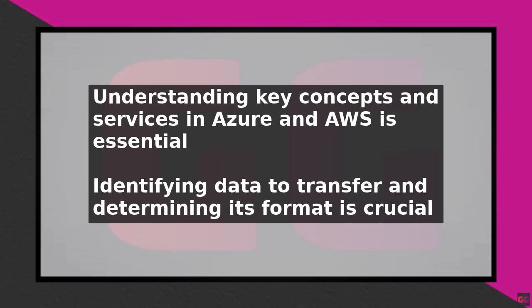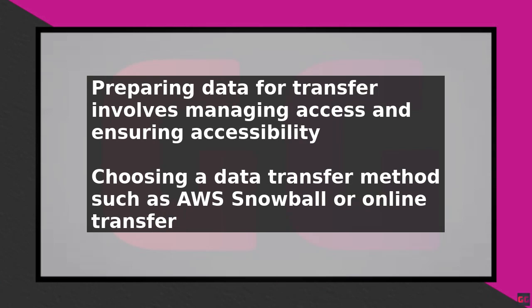The first step in transferring data from Azure to AWS is to prepare your data for transfer. This involves identifying the data you want to transfer, determining the format of the data, and ensuring that the data is accessible. You can use Azure Storage Explorer to manage and access your data in Azure.